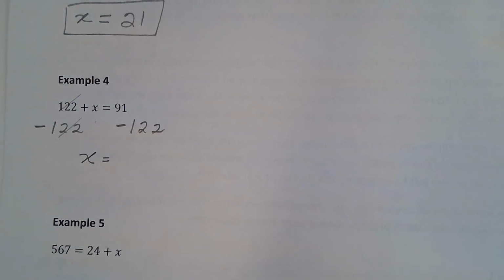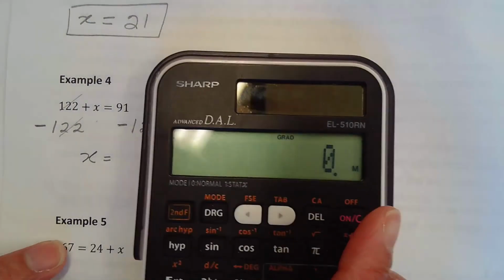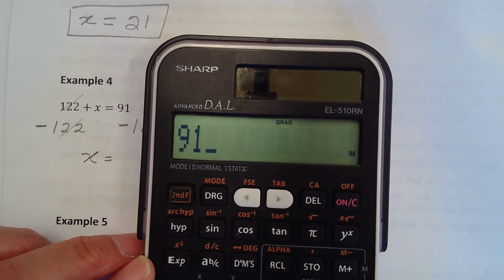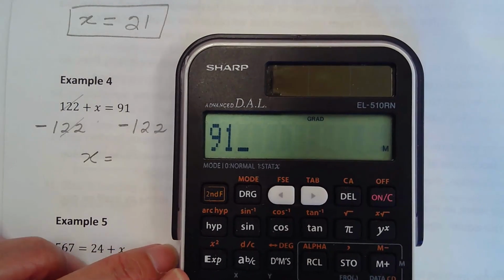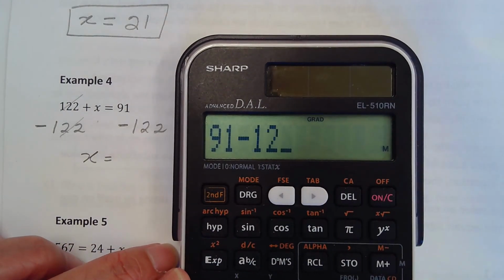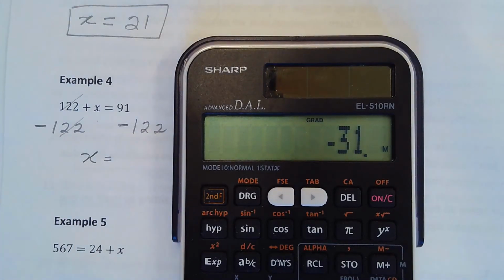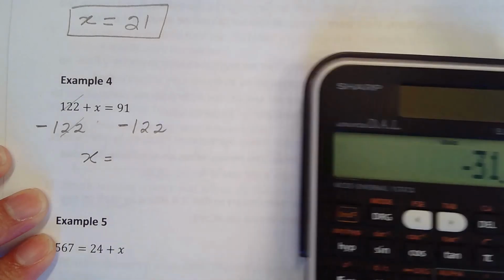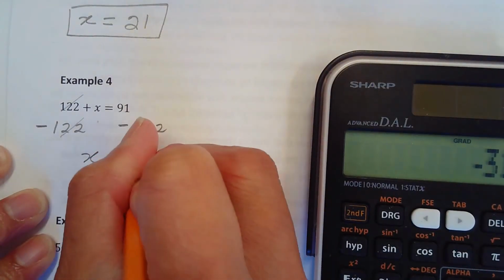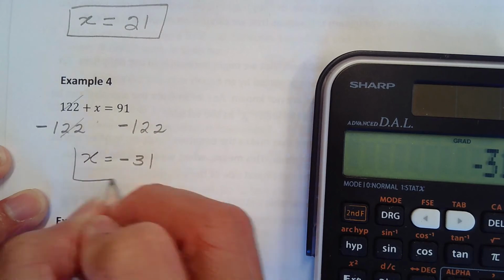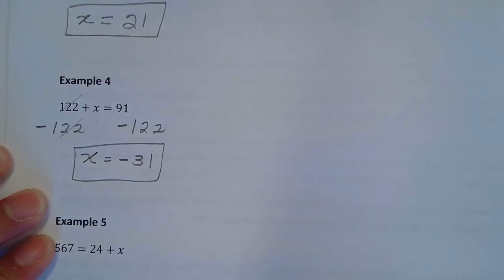Plus 30. Let's see. 91 subtract 122. Minus, yeah, we're going to put a minus there. Minus 31. Negative 31. Okay, this one is slightly different because it has a negative number in it. Let's check our answer for this one, okay?